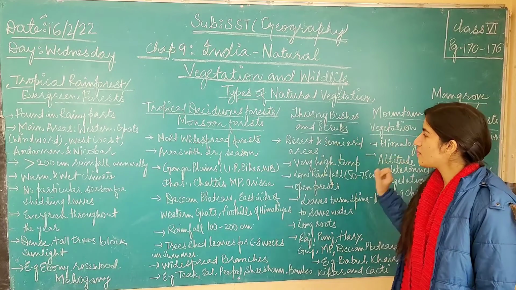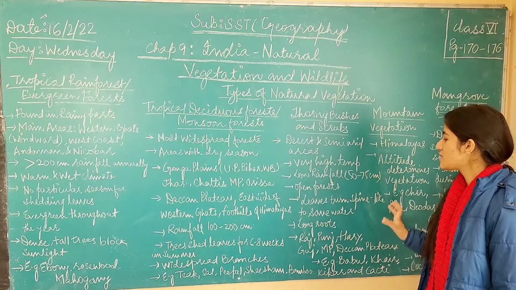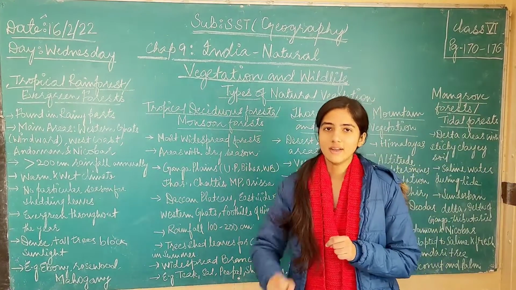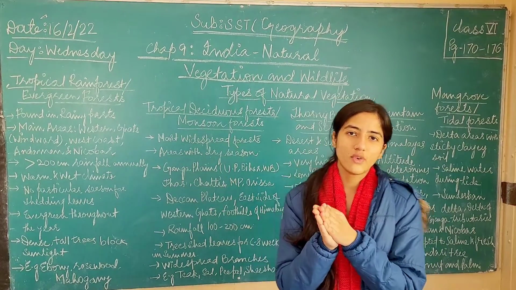Water is already in less amount in these areas, as these areas are desert and semi-arid areas. So the leaves of the plants try to save water and they turn spine-like. The shape of the leaves becomes spine-like, like a needle. You know, the surface area of the leaves shrinks so that the leaves can save water for the plant.